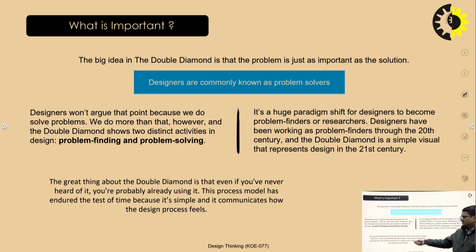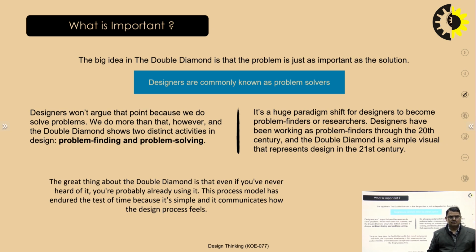So, in a nutshell, if I have to summarize the importance of the double diamond theory, I should say the great thing about the double diamond is that even if you have never heard of it, you are probably already using it. This process model has endured the test of time because it's simple and it communicates how the design process feels. So, this was the information on the basis of which I am saying that the double diamond is a very important and very useful concept.